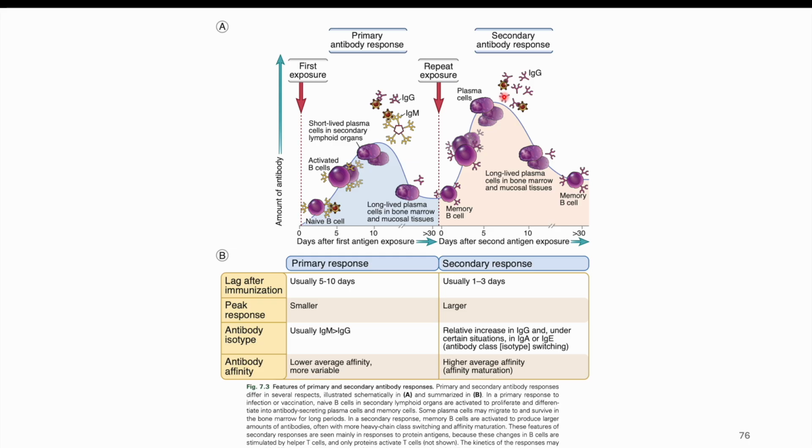And the affinity of the antibody: it's lower average affinity, more variable. Because it is not specifically meant for the antigen, we need more time. And then for the secondary response the antibody affinity is higher, definitely, because it will be more effective, more specific, hence the affinity will be more.